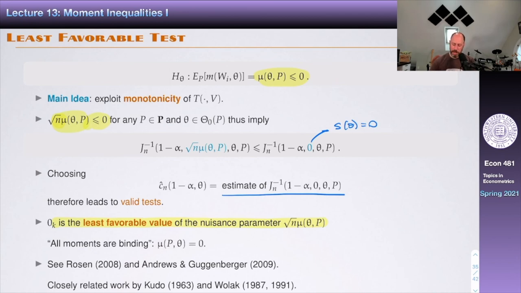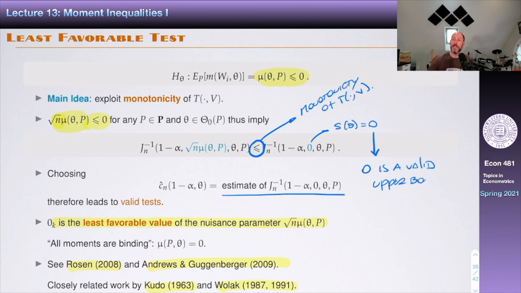And this has been described in papers by Adam Rosen, Andrews and Guggenberger, and goes back to papers by Wolak and Kudo, or about other types of inequalities. But the idea is that just by the monotonicity of the test statistic, which is the one that gives you this inequality, you show that zero is a valid upper bound. And this is the simplest method to do inference in moment inequalities. Just assume that all inequalities are binding and pretend that you have equalities.